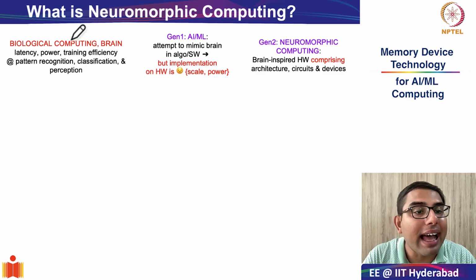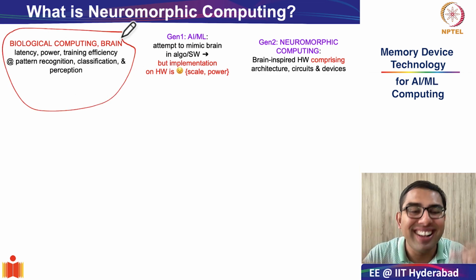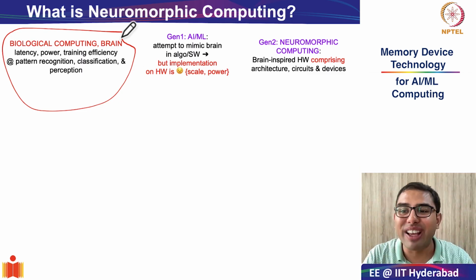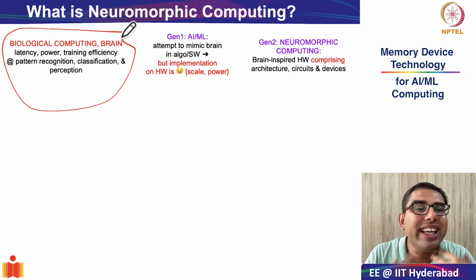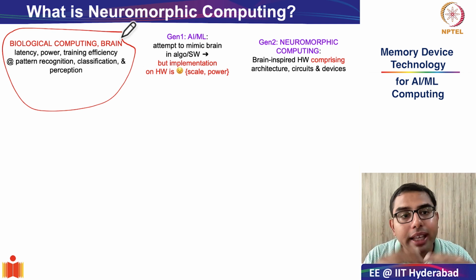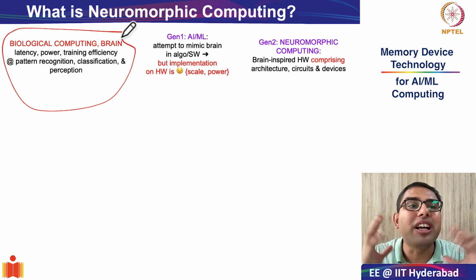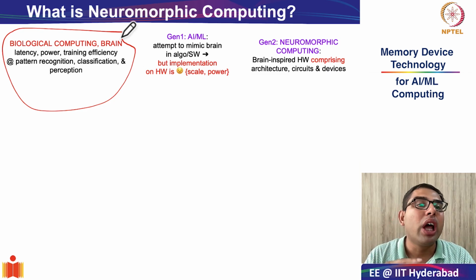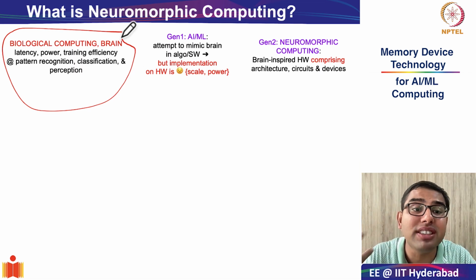On one side, we have your biological brain, which is sitting over here in a very small area and is doing all these pattern recognition and classification tasks. In these kind of data-driven compute, the latency and the power consumption of the biological brain is very, very less. Also, the training efficiency is very high.